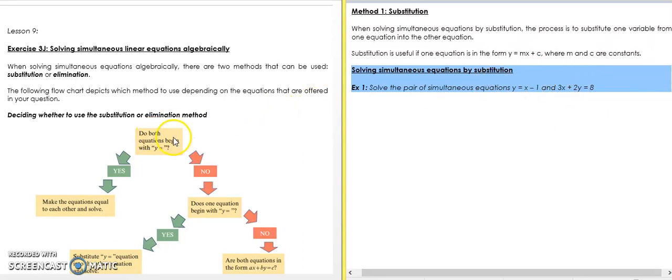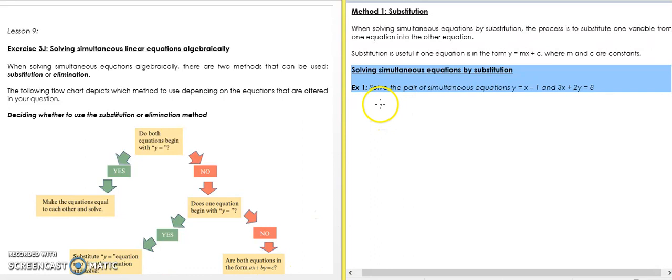So we're going to go back to a little mind map here. Do both equations begin with y equals? In this case, one of them does, but the second one doesn't. So we're going to answer this as no. We're going to go to the next question. Does one equation begin with y equals? Well, in this case, yes it does. We have one of them here. This one doesn't, but this one does. Y equals. So we're going to answer this with yes. I'm going to keep going. We're going to substitute the y equals equation into the other equation, and then we're going to solve.